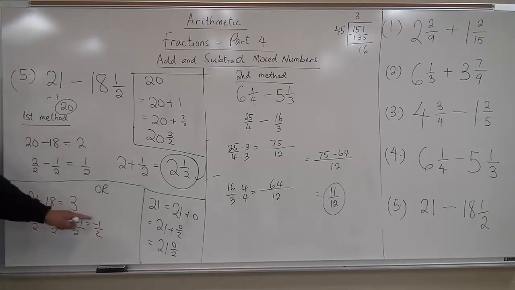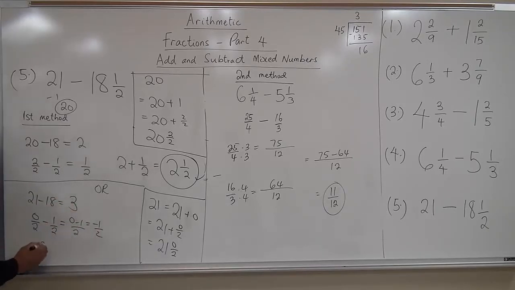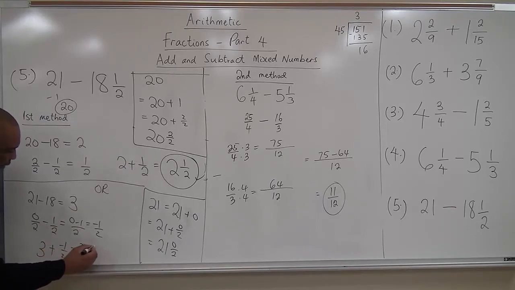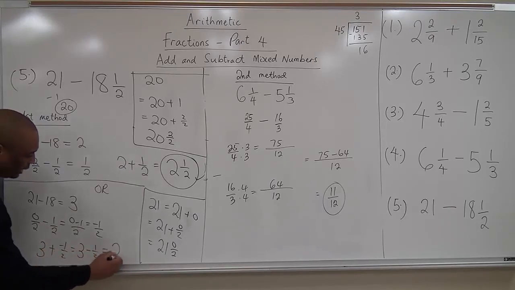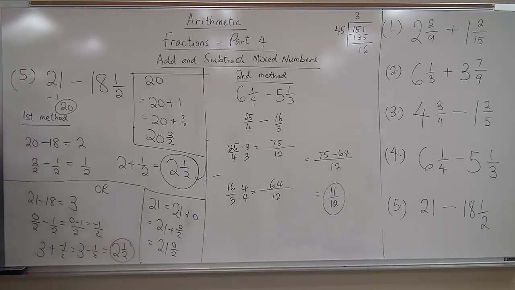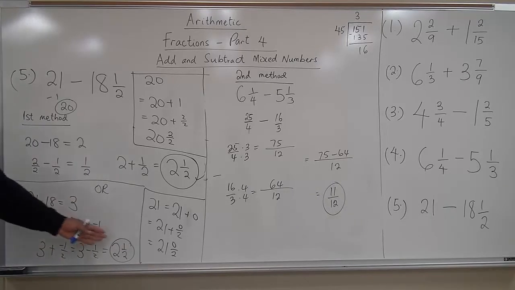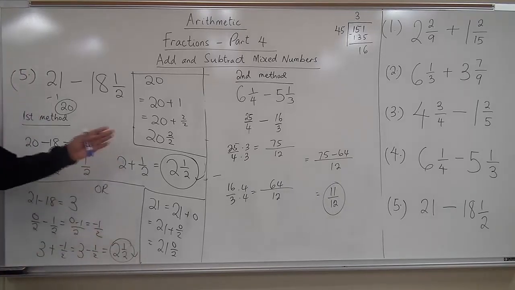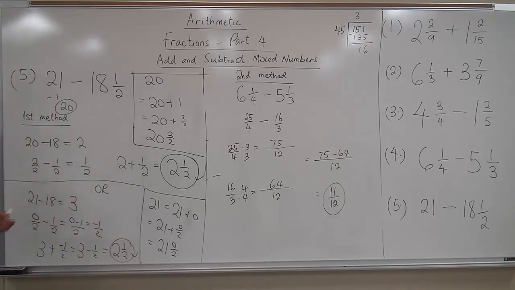And then you can now add: 3 plus minus 1 over 2 will give you 3 minus 1 over 2, and that will give you 2.5. If you do it like 3 over 1 minus 1 over 2, it still gives you 2.5. So how you want it is up to you.